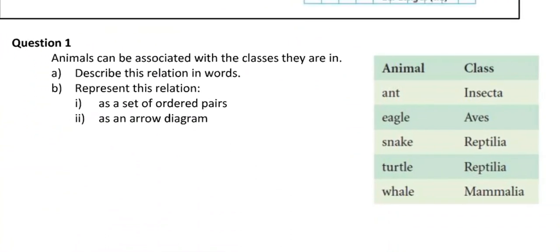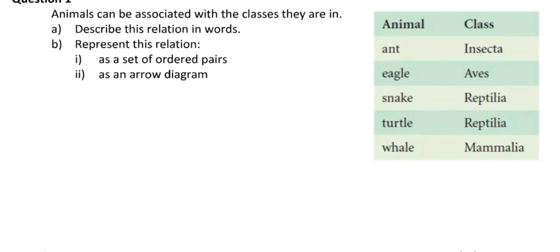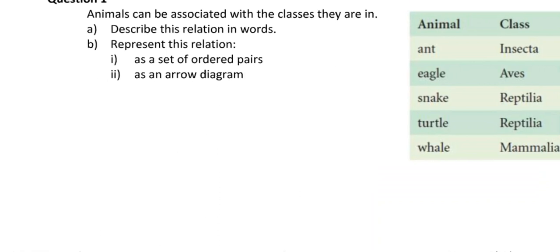All right. Now, I'll let you guys do this one. Animals can be associated with the classes they are in. Describe this relation in words. It's just going to be the class that animals belong to. It just seems overly simple, so don't overthink those ones. And then represent the relation as a set of ordered pairs. I will be okay if you write this out in shorthand instead of writing out the whole word for every one of them. But here, let's go as a set of ordered pairs.